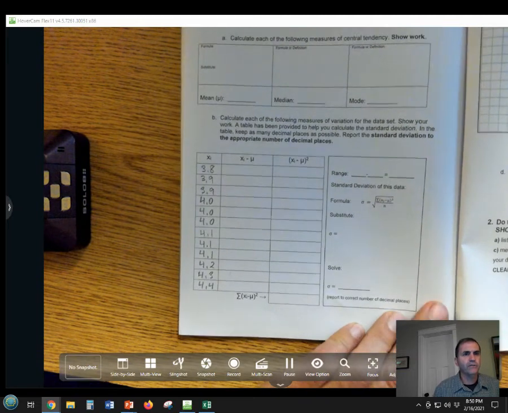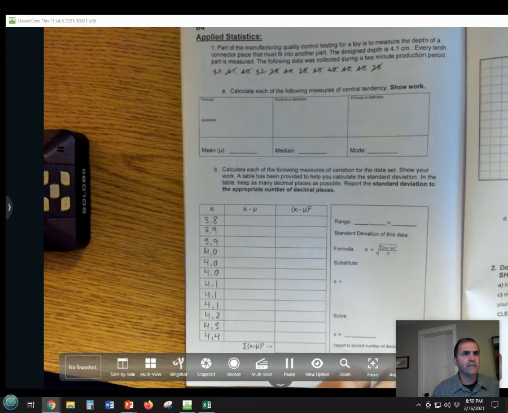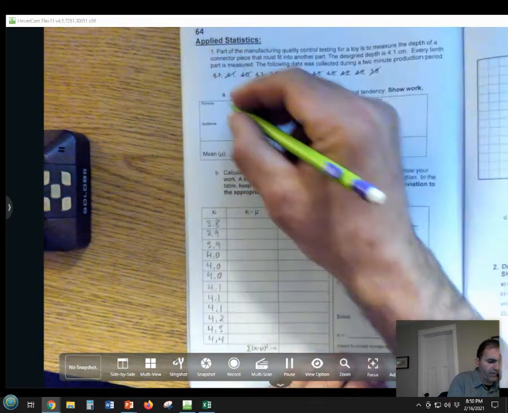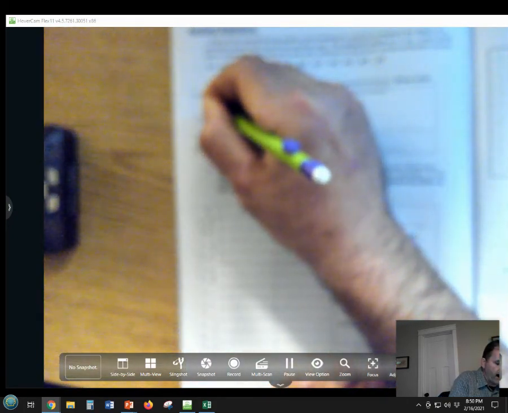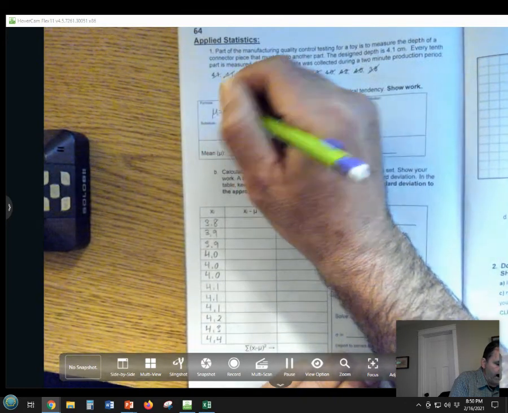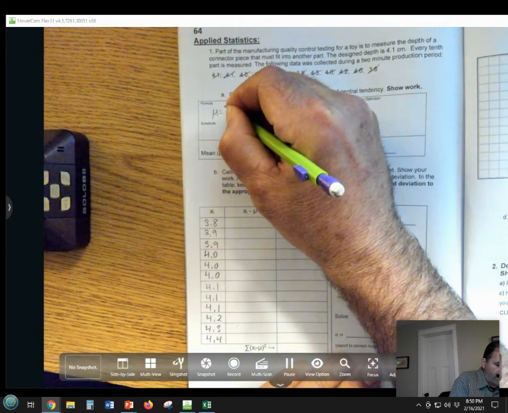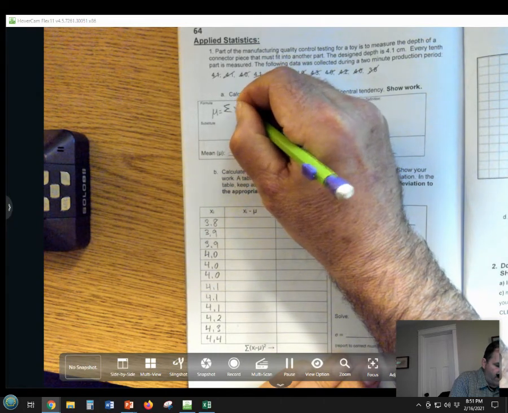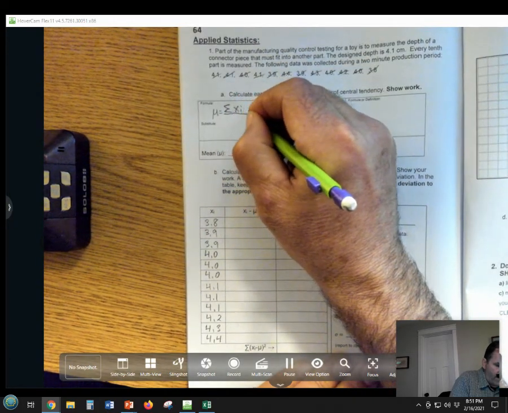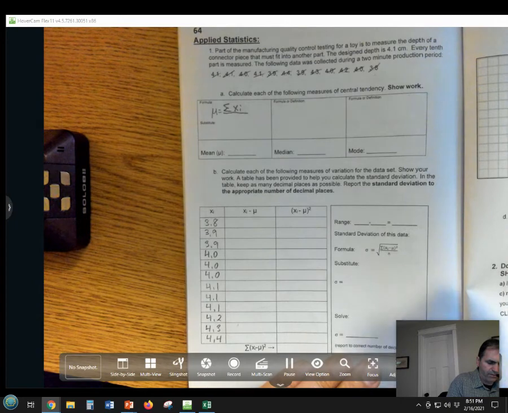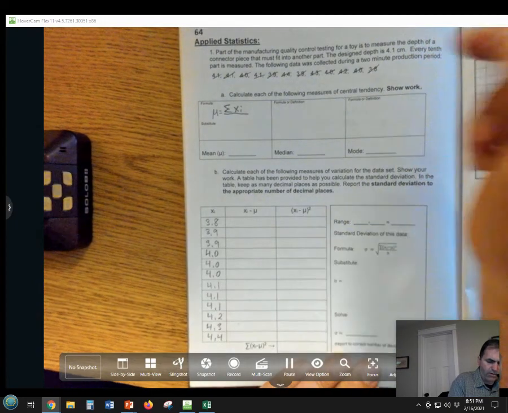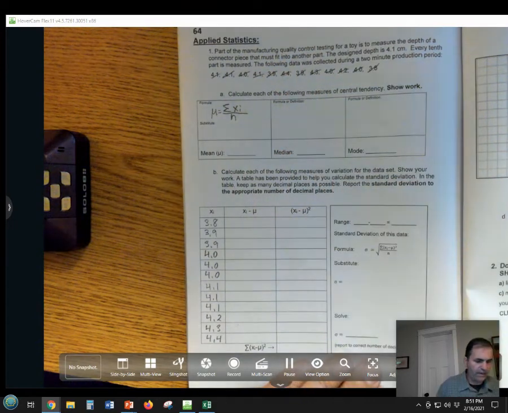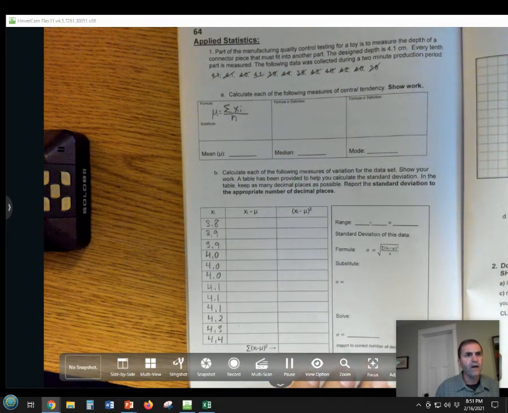All right, now we're going to do some work to find some of these things. First of all, we're going to find the mean. Let's remember what our formula for the mean is. Our mean, μ, is the sum, Σ, of all of the individual values divided by the total number of values that there are. Now it really should be a lowercase n, so I'm going to put n right there.